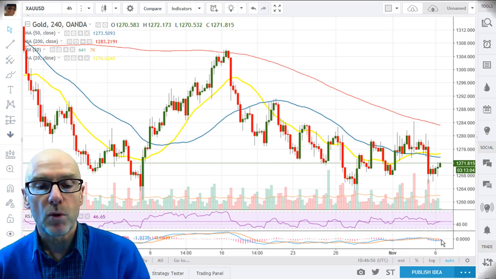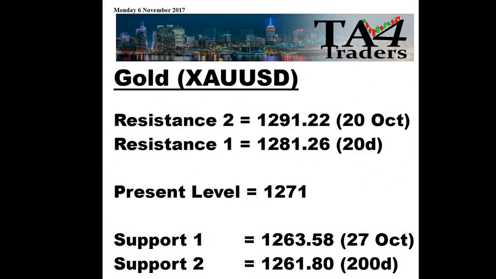Looking at the support and resistance levels, the resistance from the 20 days at 1281.26. Above there, the high of the 20th of October, 1291.22, with supports coming in at 1263.58, 27th of October's low, and then the 200-day 1261.8. So that's been TA for Traders looking at the gold price.